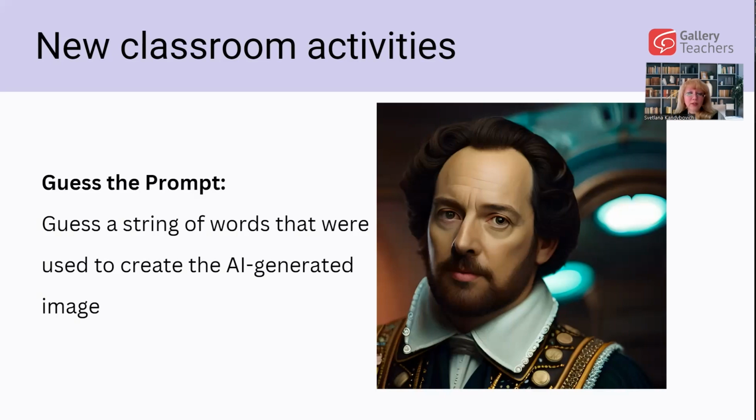Text-to-image tools take our traditional describe the picture activity to a completely new level, giving it a new twist. Ask your learners to describe an image and then feed the description to the Blue Willow bot to see what it generates. Or you can play the guess the prompt game. Get learners to guess a string of words that were used to create a particular AI-generated image.